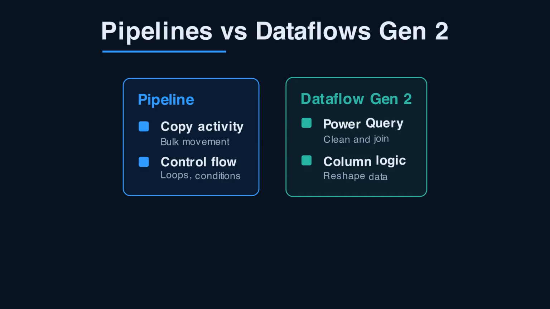A Dataflow Gen 2 is the transformation engine, built on Power Query's M language, where you actually clean, join, and reshape data with a low-code interface. Rule of thumb: pipelines decide when and in what order things run. Dataflows decide how the data is shaped.